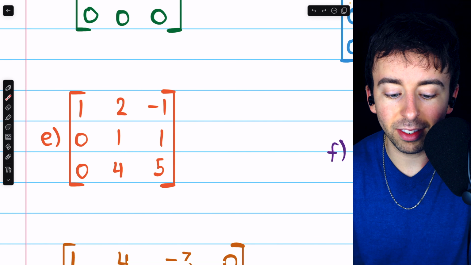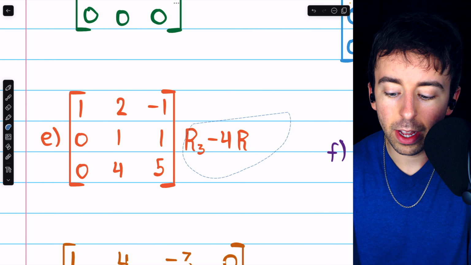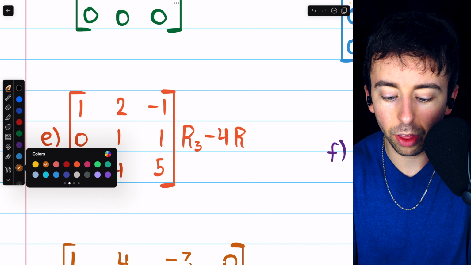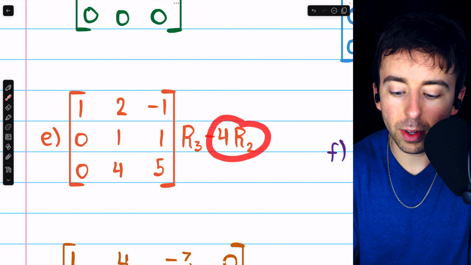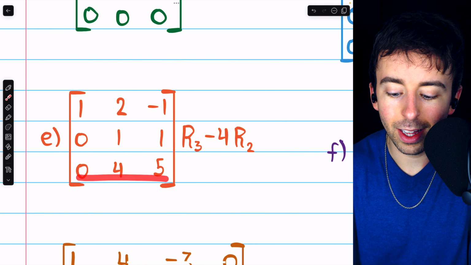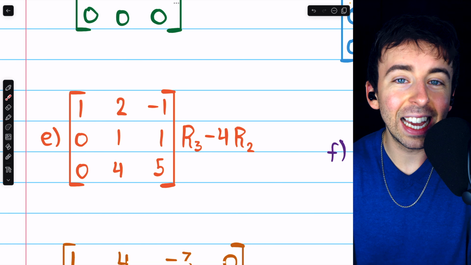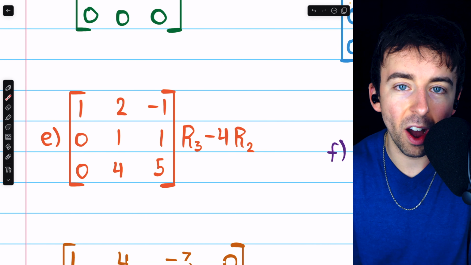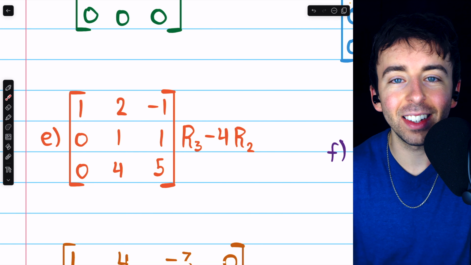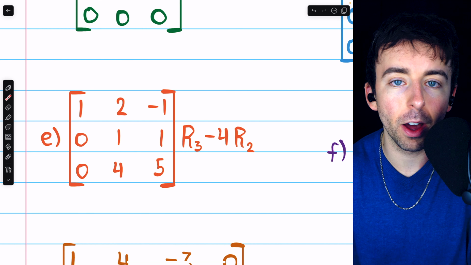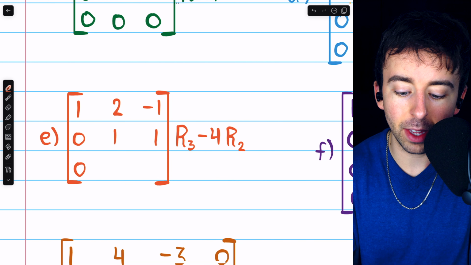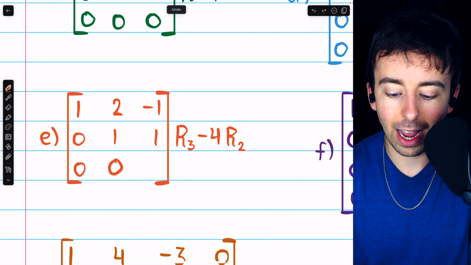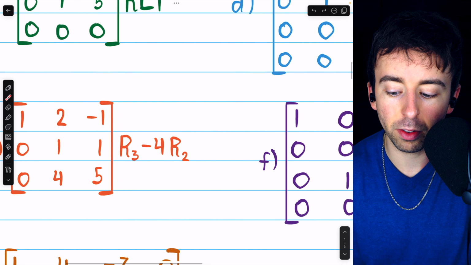So to do that, the single row operation we must carry out is to subtract 4 copies of row 2 from row 3. If we subtract 4 copies of row 2 from row 3, this 4 will be eliminated, and conveniently, 5 minus 4 times 1 is 1. And so we would have a leading 1 as needed, and it would be in row echelon form. Just to make sure you can see that, it would look like this after carrying out that row operation. But I'll put it back to how it was. Originally, it was not in row echelon form.